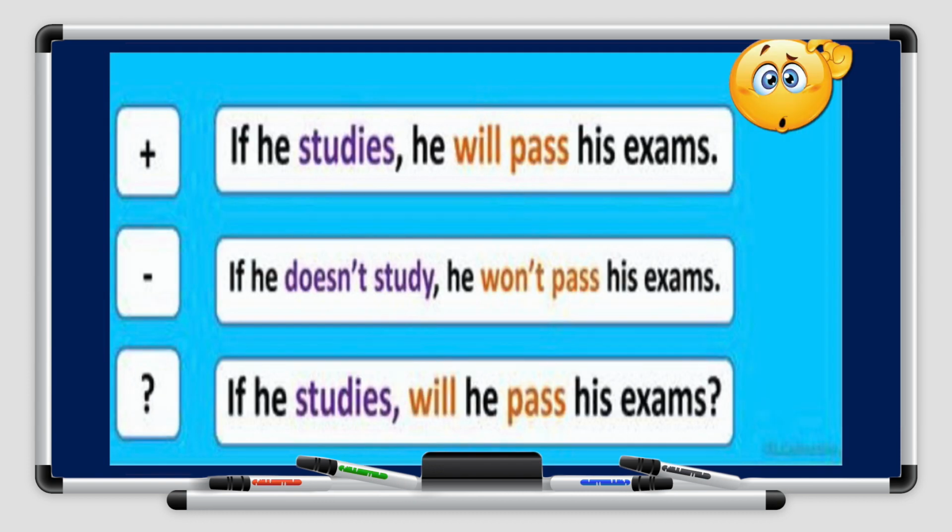More examples. If he studies, he will pass his exam. We have the condition first, and then the result, and we used will with the result and if with the condition. Now let's change it into negative. If he doesn't study, he won't pass his exams. Here, because the subject is singular, we used doesn't. Let's change the same sentence into a question. If he studies, will he pass his exams?